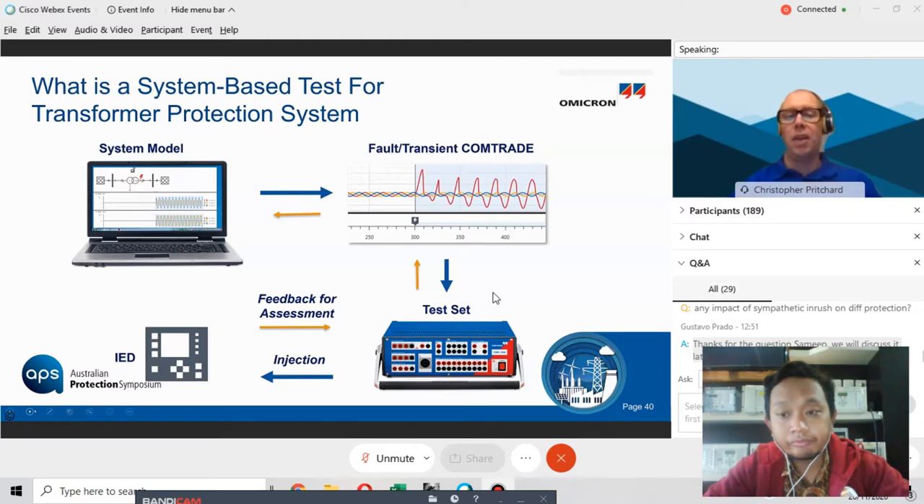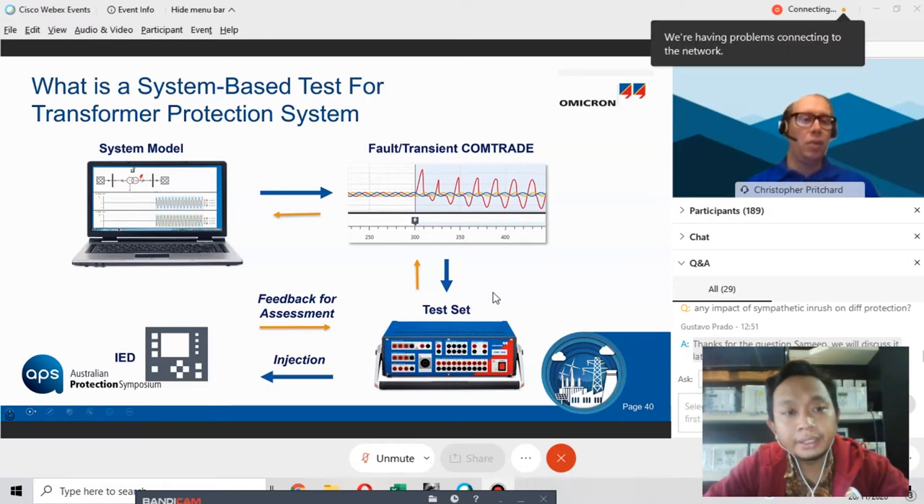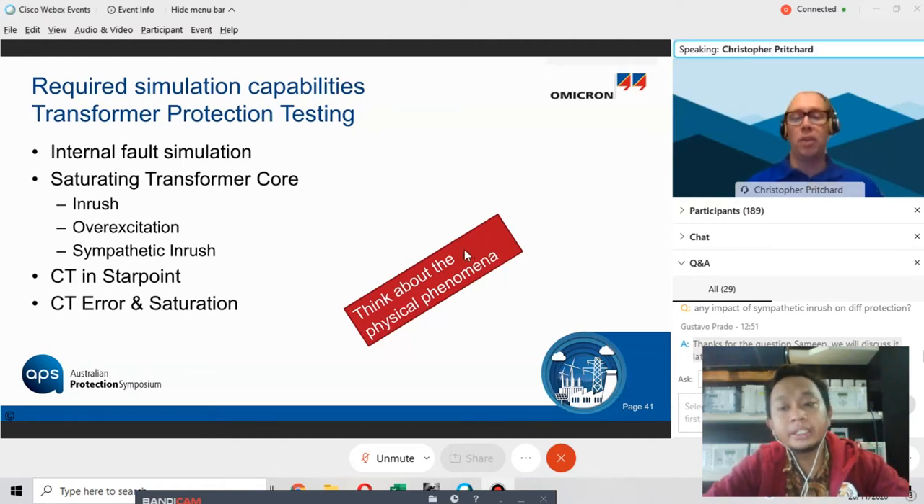And this requires a little bit of rethinking how you're testing the relay. So leaving the usual habit, instead of testing for every piece of a characteristic in the settings, you rather think about the physical phenomena. Jadi dengan sistem ini bisa mengecek gimana ketika physical error ya, misalnya tadi. Nah, di sini ada nih. Ya, seperti internal fault simulation, saturating, mulai dari in-rise, overall excitation, and sympathetic in-rise, CT start point, CT error, and saturation. Intinya itu, dia ingin melakukan pengujian, tetapi harus mempertimbangkan seperti ini, tidak karakteristik secara umumnya.